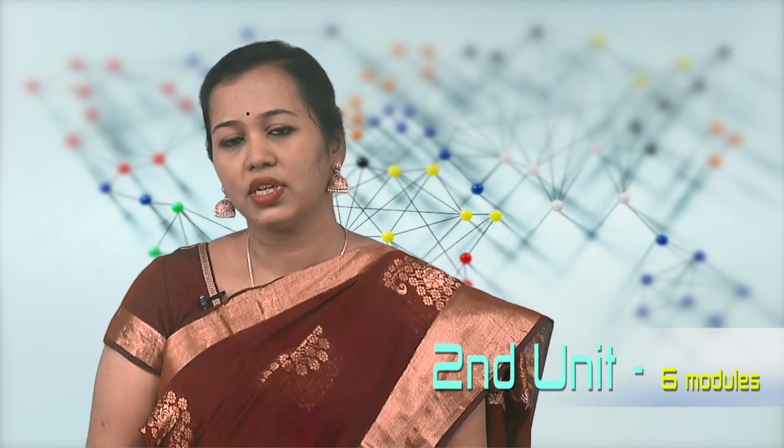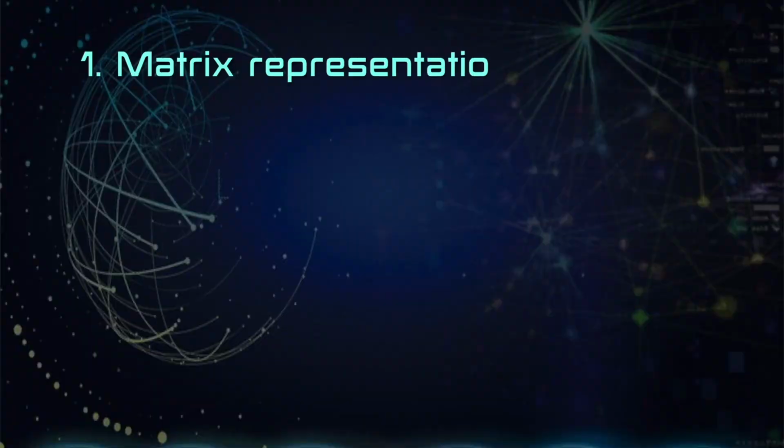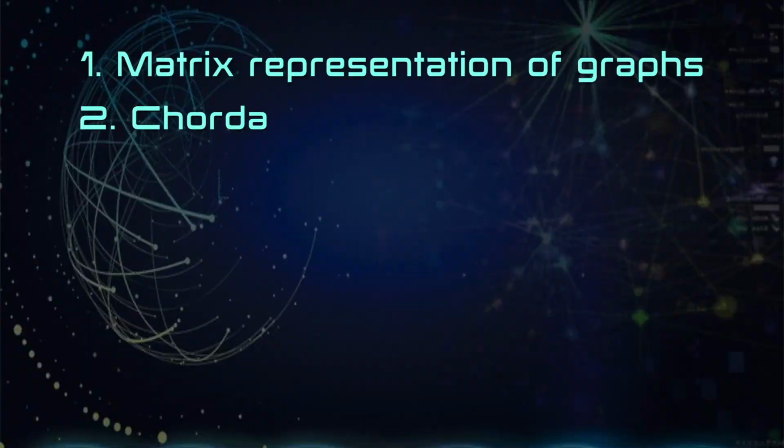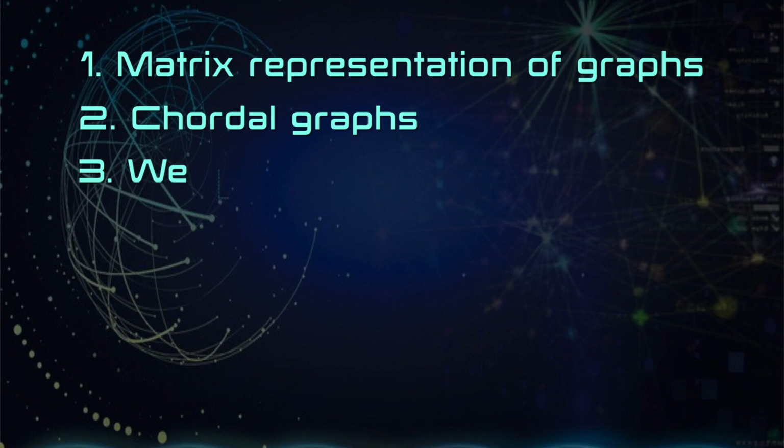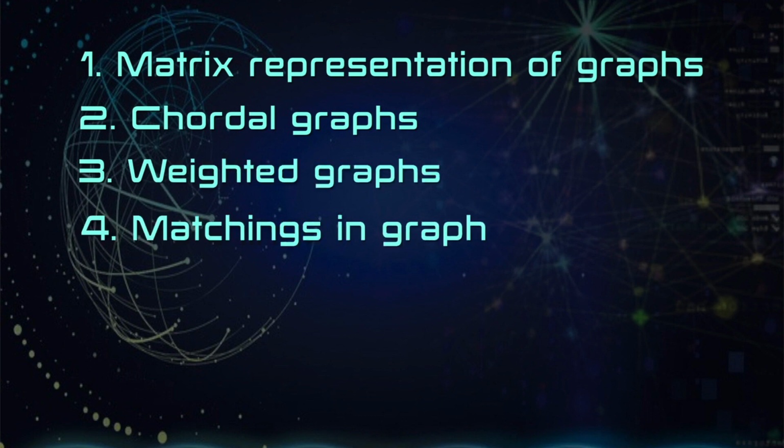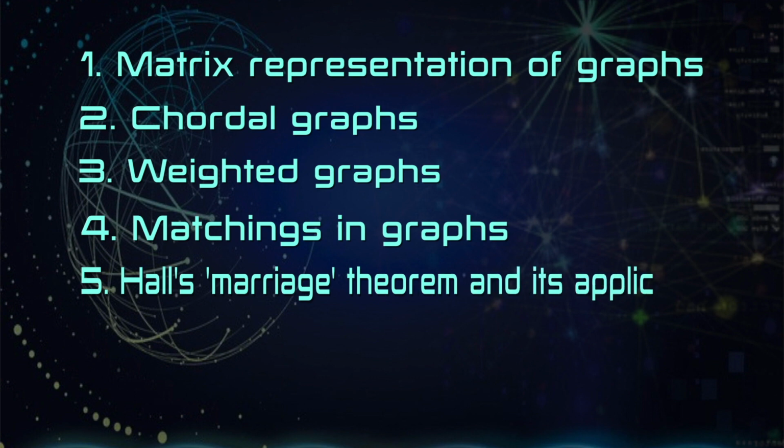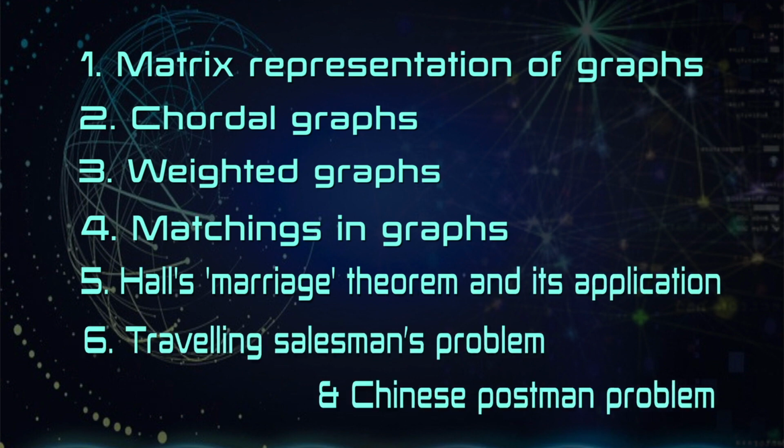The second unit contains 6 modules in which we introduce some special classes of graphs and we discuss 2 specific applications: matrix representation of graphs, chordal graphs, weighted graphs, matchings in graphs, Hall's marriage theorem and its application, the traveling salesman problem, and the Chinese postman problem.